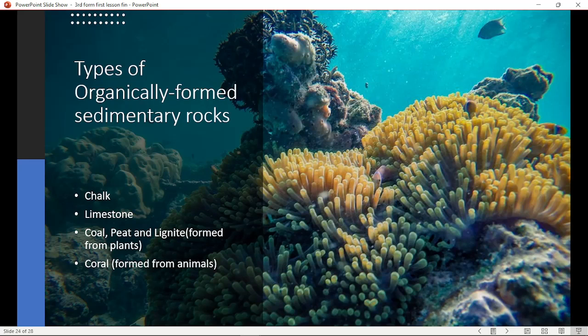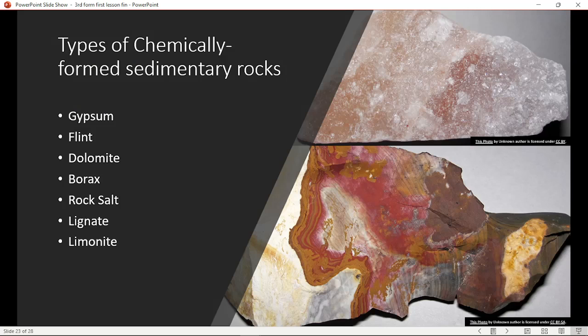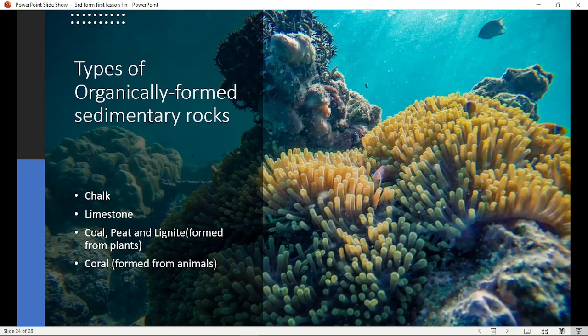Types of organically formed sedimentary rocks. We have chalk. Chalk is an interesting one because chalk is formed by the accumulation of dead, you could say, plankton like zooplankton, bacterium, something along that line. Limestone, coal, peat, and lignite formed from plants, coral formed from animals.